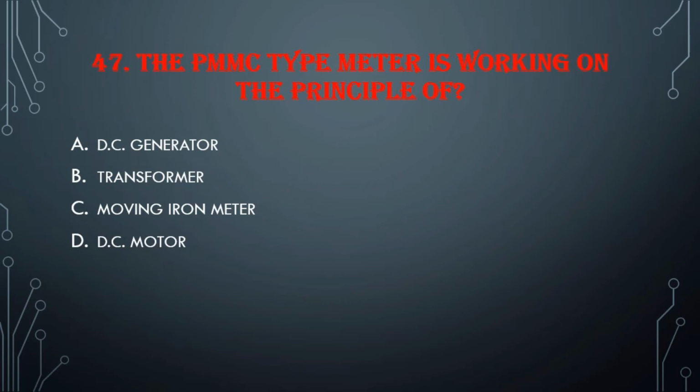The next question for you all, my friends, is: the PMMC type meter is working on the principle of. The options are A. DC generator. B. Transformer. C. Moving iron meter. D. DC motor. And your time starts now.